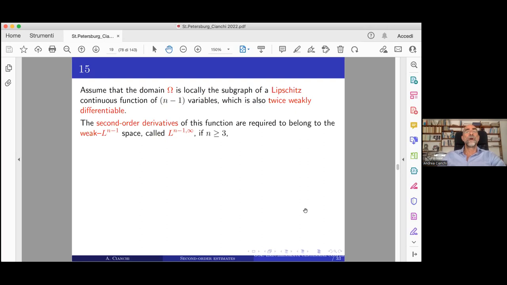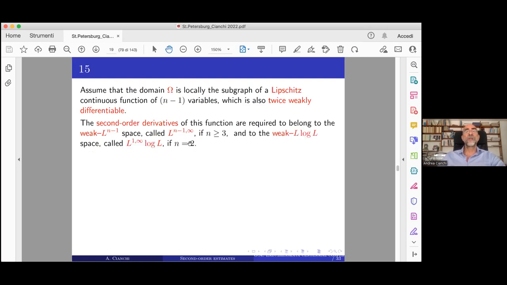Now, what about properties of these second order derivatives of the boundary? These are required to belong to some Lebesgue space, or better, weak Lebesgue space. And the proper assumption, at least when dimension n is larger than or equal to 3, is that they belong to the weak L^{n-1} Lebesgue space, which I will denote by L^{n-1,∞}. So this is a weak space or Marcinkiewicz space. This goes under different names.